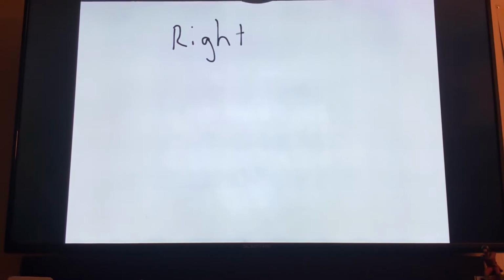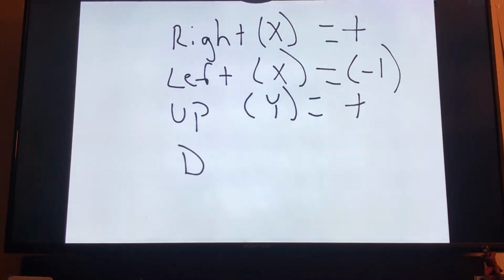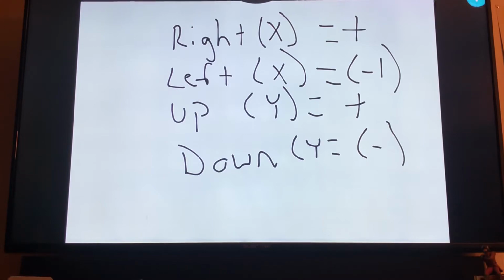Right on X equals plus. Left on X equals negative. Up on Y equals positive. Down on Y equals negative. So this is very, very important that you guys remember this. Alright, so let's go back and look at our point here if we can.